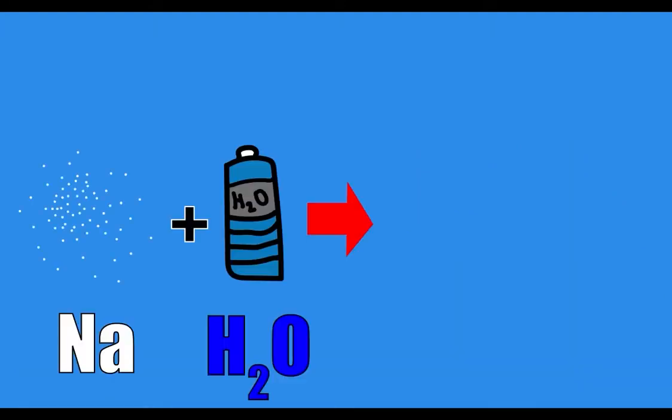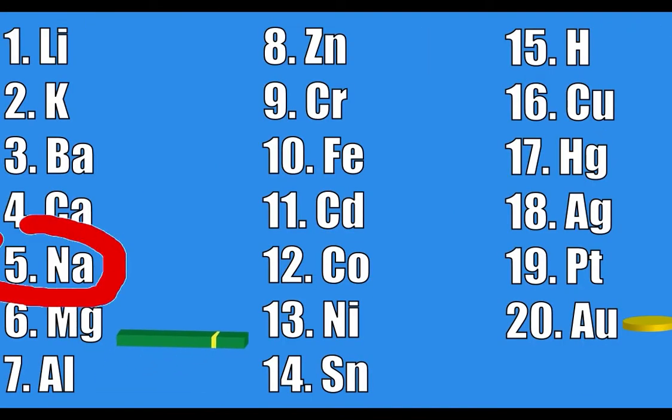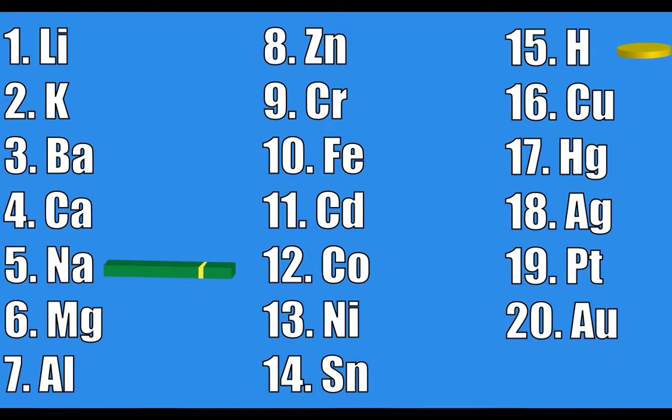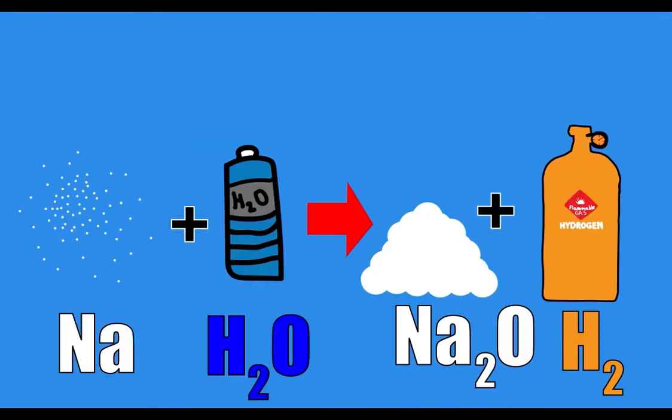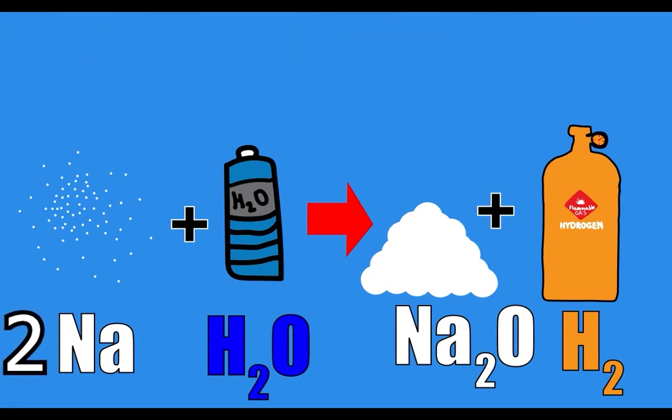For example, if we have sodium plus water, it equals sodium oxide plus hydrogen. Since sodium has more money and is higher on the list than hydrogen, the oxygen will go to the sodium. And finally, we need to add the coefficients to balance the equation.